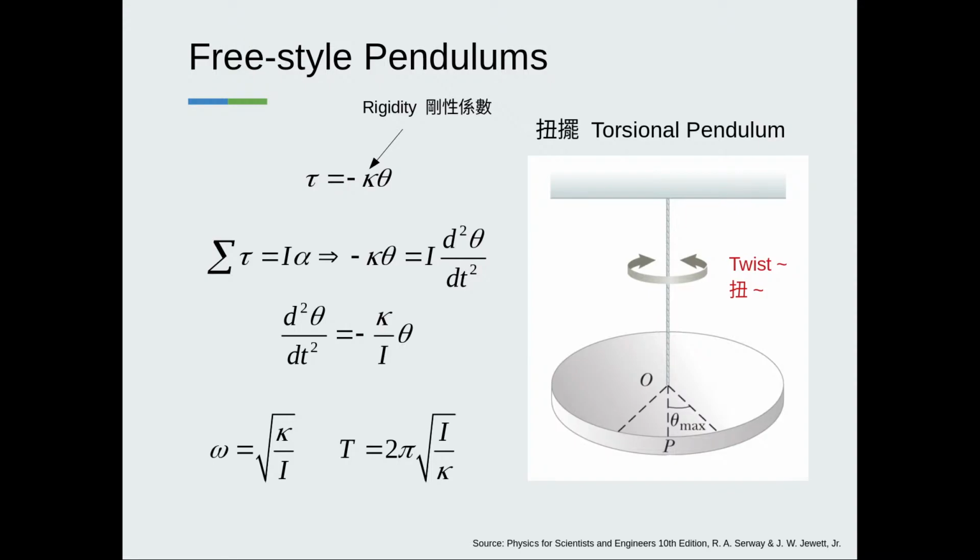Then again, we take the total torque equal to the moment of inertia times alpha, the angular acceleration. And then we come to the second derivative, and then we can get the natural frequency. So the story is just the same. The only difference is your parameters.